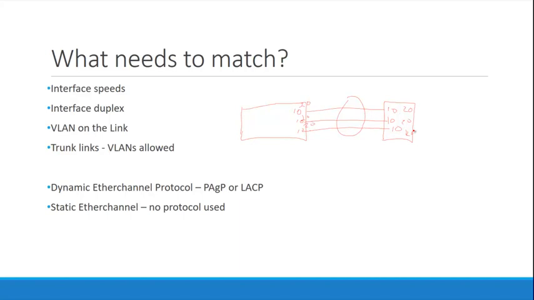So if I have the option to do ISL or .1Q, if I'm doing .1Q on one side, I have to be doing .1Q on the other side, and I have to be doing .1Q amongst the 3 links that I'm going to bundle. Okay, some things to pay attention to. And again, I mentioned our dynamic EtherChannel protocols, PAgP or LACP, in the previous slide. Then we also have the option to statically configure an EtherChannel, which means no protocol is used.